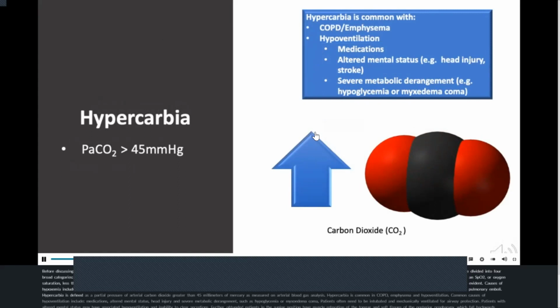Hypercarbia is defined as a partial pressure of arterial carbon dioxide greater than 45 millimeters of mercury, as measured on arterial blood gas analysis. Hypercarbia is common in COPD, emphysema, and hypoventilation. Common causes of hypoventilation include medications, altered mental status, head injury, and severe metabolic derangements such as hypoglycemia or myxedema coma.